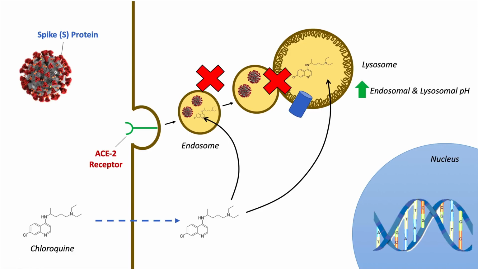So the way this happens, again, is that chloroquine increases endosomal and lysosomal pH, and in doing so decreases endosomal and lysosomal functioning.